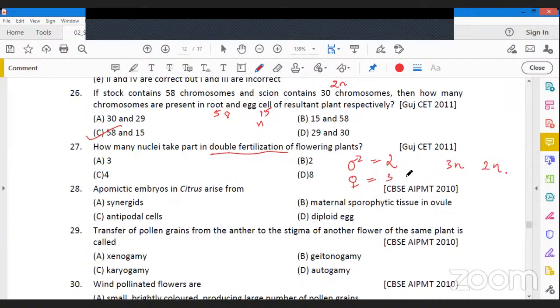Double fertilization, syngamy and triple fusion, both have to happen. So totally it should be 5n, but the answer is not here. Just a second, there might be a mistake. So 5 is the correct answer here.